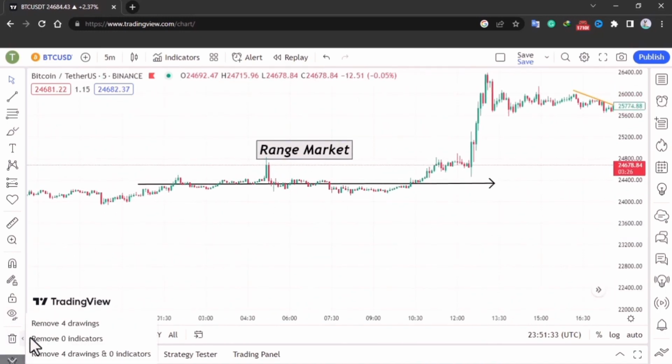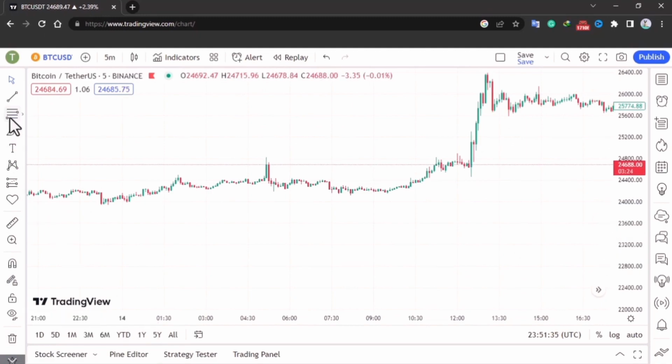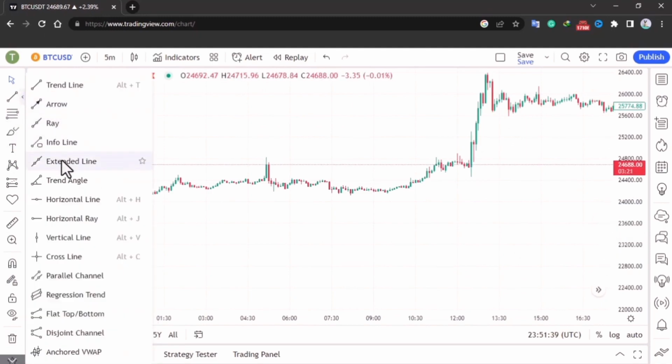Then we have other things to use, for example, an arrow, array, info line, extended line, cross line. All of these, we use them in different situations, but believe me, we're gonna need only a few of them, not all of them. But at the end of the day, it depends on your trading strategy. I'm gonna teach you different trading strategies, and for different trading strategies, we need different tools, which during the course, we're gonna use each and every one of them.